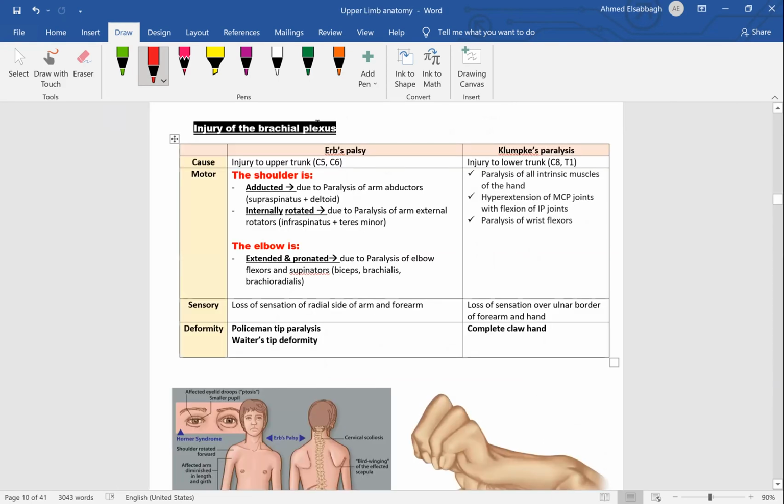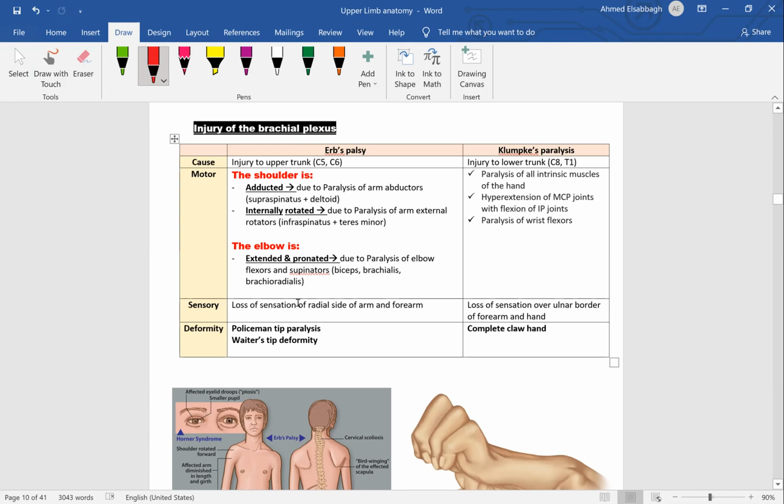This is the injury to the brachial plexus. The cause: injury to upper trunk, injury to lower trunk. Motor: the shoulder is adducted and internally rotated. Just know this. Elbow is extended and pronated. Here in Klumpke's paralysis, there will be paralysis of all intrinsic muscles of the hand, hyperextension of the metacarpophalangeal joints with flexion of the interphalangeal joints.